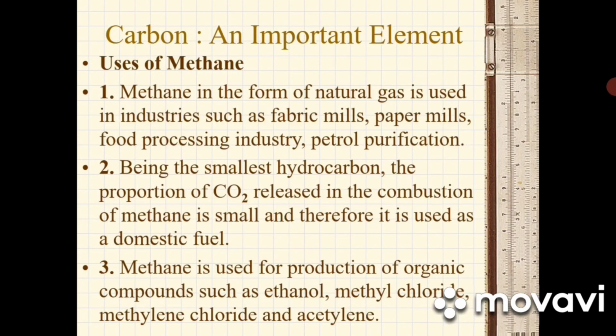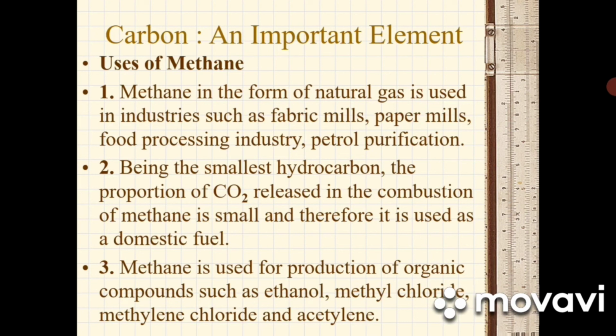Uses of methane. Methane in the form of natural gas is used in industries such as fabric mills, paper mills, food processing industry, petrol purification. Being the smallest hydrocarbon, the proportion of carbon dioxide released in the combustion of methane is small, and therefore it is used as a domestic fuel.